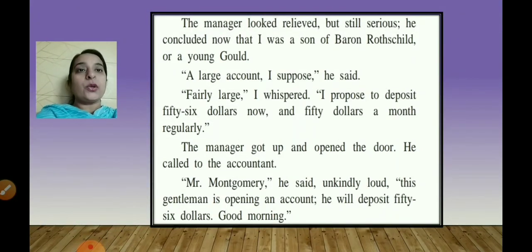The manager looked relieved, but still serious. He concluded now that I was a son of Baron Rothschild or a young gold. "A large account, I suppose," he said. "Fairly large," I whispered. "I propose to deposit $56 now and $50 a month regularly."